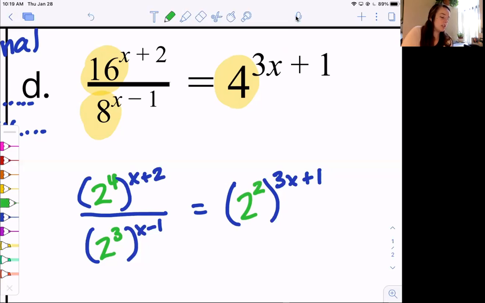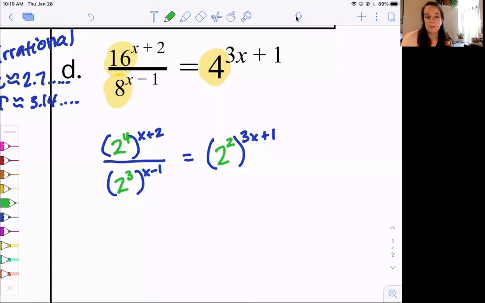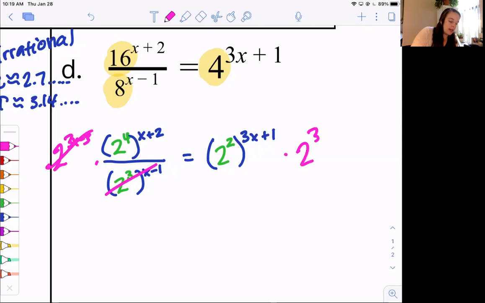Okay, someone give me a strategy. How can I move forward from here? What should I do? Any ideas? Oh, cross the 2s. Interesting. We could technically, don't do this on your paper, do 2 to the power of 3x minus 3, like cancel this and cancel that and put it over here, 2 to the power of 3x minus 3. You could actually do that, right?